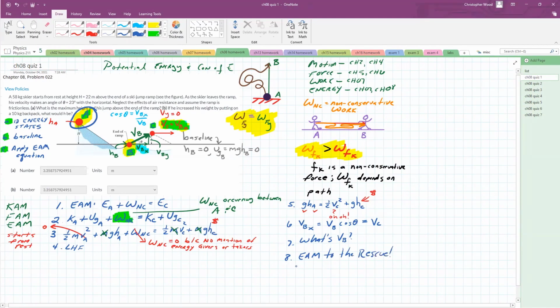Let's do energy at state A plus non-conservative work equals energy at state B. So I am going to look at this energy between A and B, because I need to get VB. That's my motivation. And I'm just doing this out in painfully small baby steps, just to make sure nothing's left uncertain.